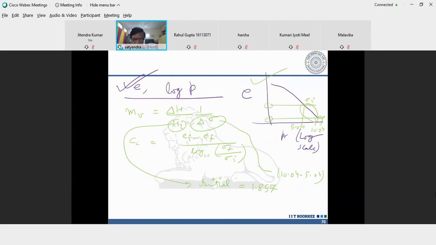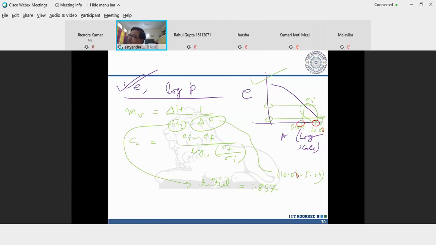Okay, now friends, the another important parameter MV, which I have already described in the earlier classes. MV is defined as delta H upon HI into 1 upon delta sigma. So for this particular table, delta sigma from this curve is the difference of two sigma values. You can choose any two. For example, this is one value, this is second value. So difference of this, say this is 5.04, say this was 10.08. So it is 10.08 minus this. So this is delta sigma.